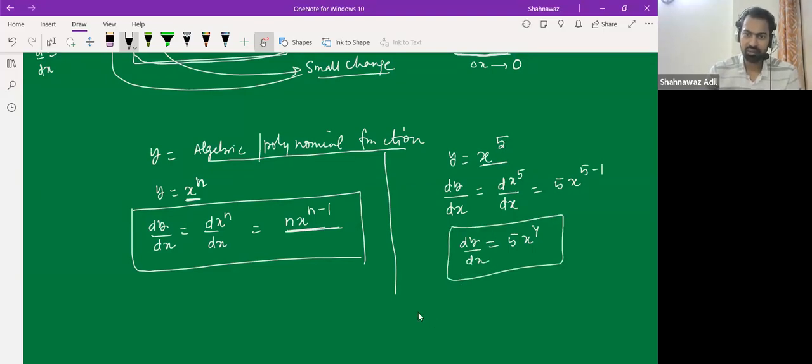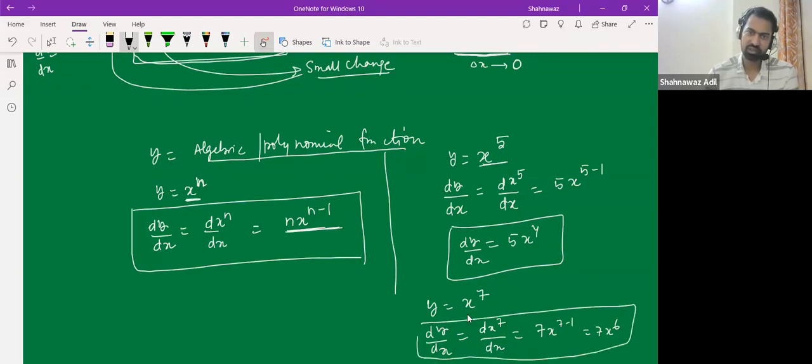And if, let's say, f(x) is x to the power 7, what would be dy by dx? This is very important: we always write d by dx. So this would be 7x^(7-1), which is simply 7x^6. This is the differentiation of a polynomial function.